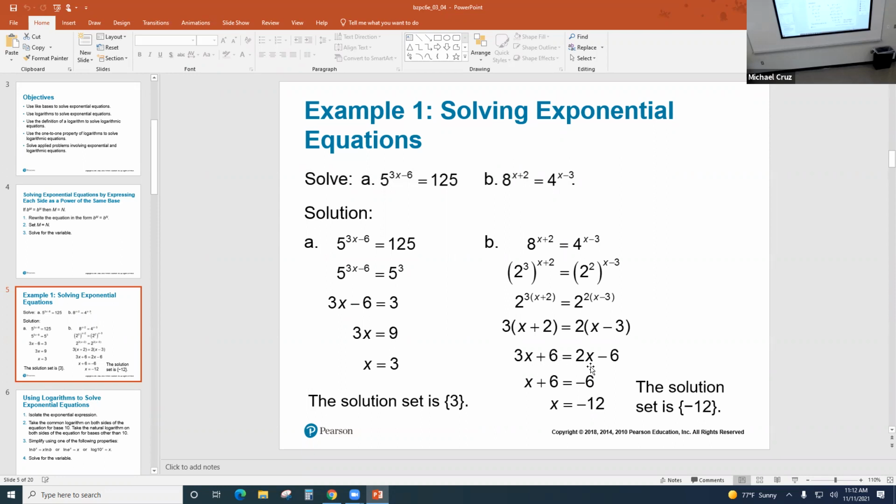Which means 3x plus 6 is equal to 2x minus 6. Then subtract 2x from the right and the left. We've got x plus 6 is equal to negative 6, and then subtracting 6, x is equal to negative 12. So that's the solution. Okay?